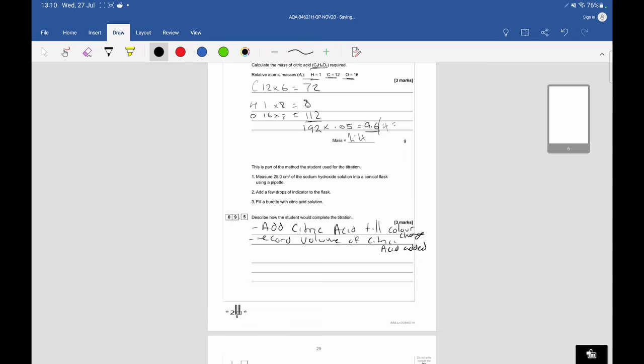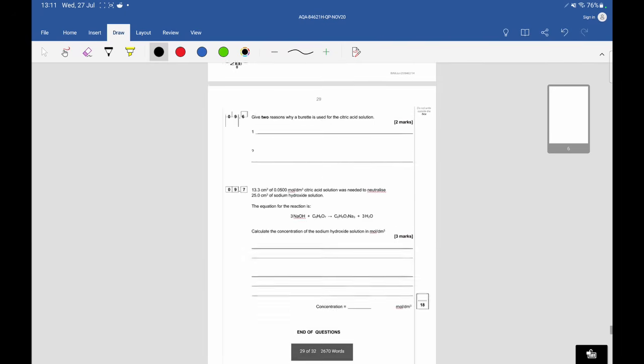And we would also swirl while we did this, and use a white tile so you can see the colour change better. Also repeat and calculate a mean. When you're doing a titration, those points are essential. Those last three, you must swirl, you must use a white tile, you must do it 3 times and get a mean from your results. You could also add in there that you'd add the citric acid drop-wise when you get to the end to make sure you don't miss any out as well. Again, that's really, really important.